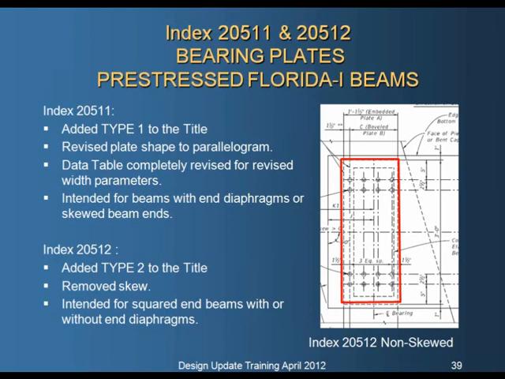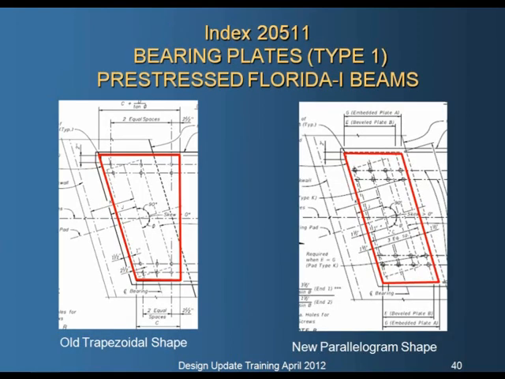The index 2512 was the standard bearing plate for use with the Florida I-beam, where we have squared the ends of the beams and we're no longer constructing diaphragms. That is the preferred bearing plate for use with those types of beams. This drawing here just shows the change from the old trapezoidal shape to the parallelogram shape.